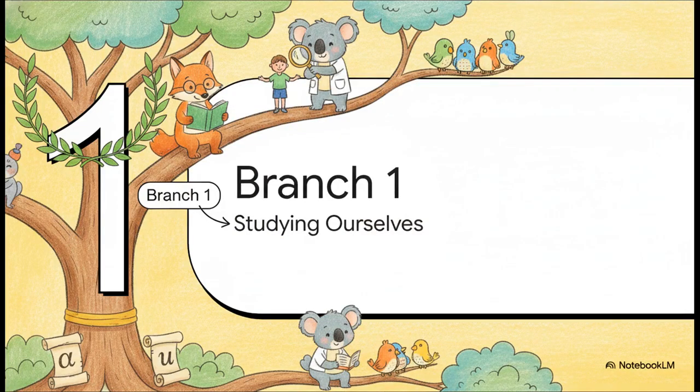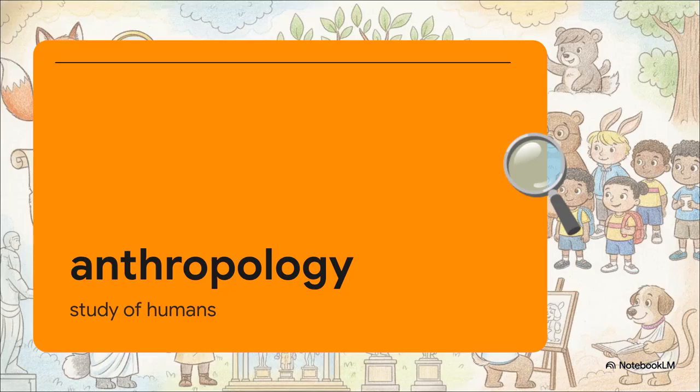Branch 1. Studying ourselves. So, let's look at the etymological math for the word anthropology. If we break it apart, we get anthrop plus ology. Now the root means human, and the suffix ology means study of. So if you put them together, anthropology literally means the study of humans. It's a super common academic word, especially in school, science, and history. A really funny memory line to lock this in is simply this: anthropology is the class where humans study humans.